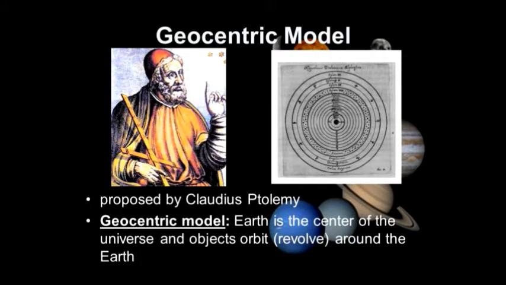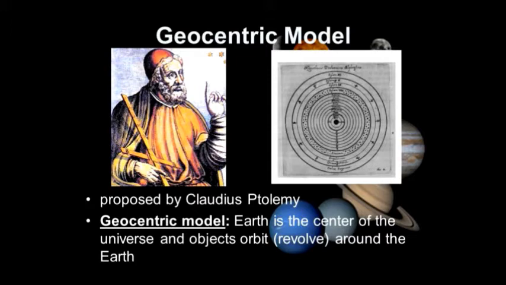Let's go back to the 2nd century. On the right is a portrait of Claudius Ptolemy. Ptolemy proposed the geocentric model. The geocentric model states that the Earth is the center of the universe and objects orbit or revolve around the Earth. For some time, this was the accepted model of our universe.